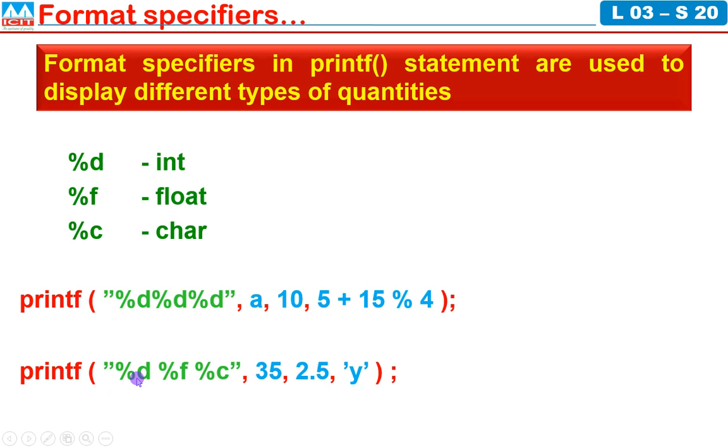In this, the first %d is here, 35 value will be displayed. %f is here, 2.5 value will be displayed. %c is here, y character will be displayed.